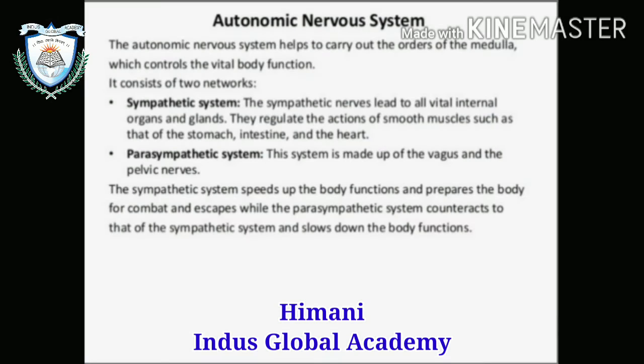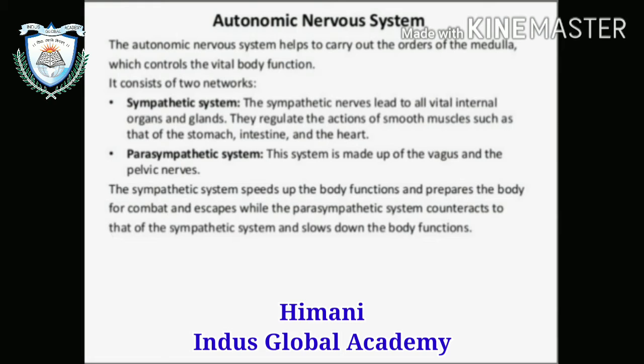Next, the autonomic nervous system, that is ANS, helps to carry out the orders of the medulla, which controls the vital body functions. It consists of two networks, sympathetic and parasympathetic. Sympathetic nerves lead to all vitally important internal organs and glands. They regulate the action of smooth muscles such as of the stomach, intestine and the heart.